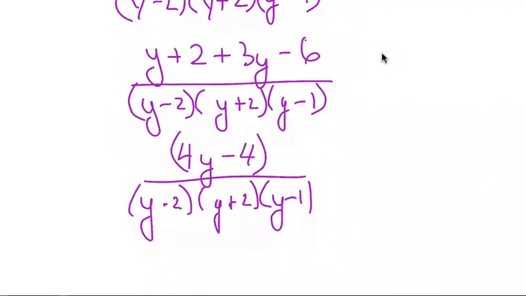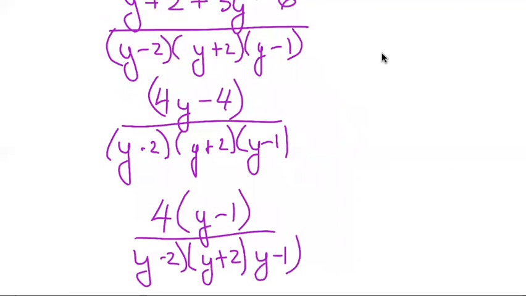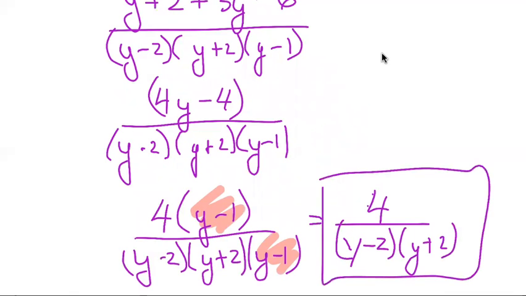You can see our numerator has a common factor of 4, giving me 4(y minus 1) all over (y minus 2)(y plus 2)(y minus 1). And look, lo and behold, the y minus 1 is going to cancel with this one, leaving me with 4 over (y minus 2)(y plus 2). Again, do not expand your denominators. There's no need to do so. Final answer, complete.